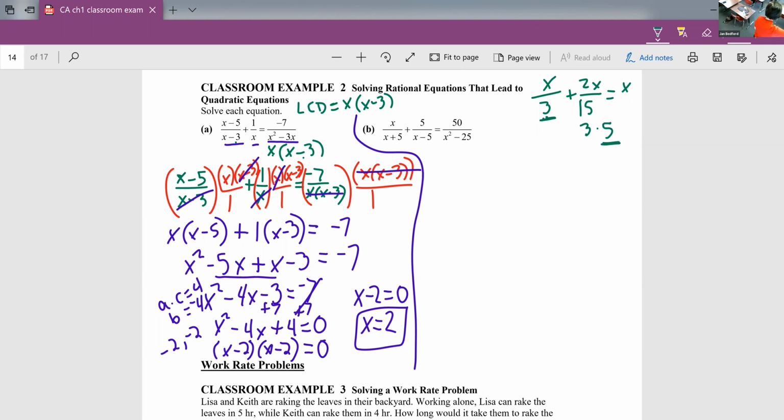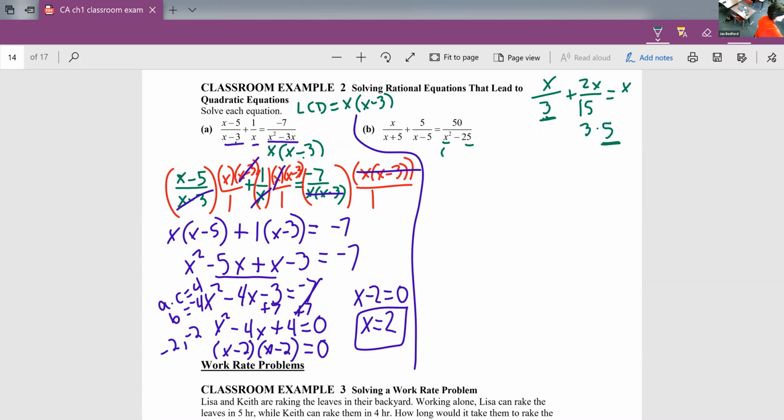Will x plus 5 factor? No. Would x minus 5 factor? What about x squared minus 25? Yes. Because remember, if there's 2 terms, there are 3 questions you can ask yourself. Because I can already tell there's not a common factor with x squared and minus 25. But is the first term a perfect square? Yes, x squared is a perfect square. Is the last term a perfect square? Yes, 25 is a perfect square. Is the sign in the middle negative? Yes, I got a yes to all 3.